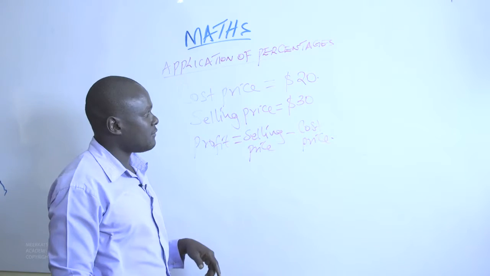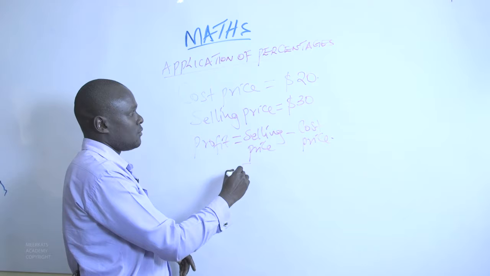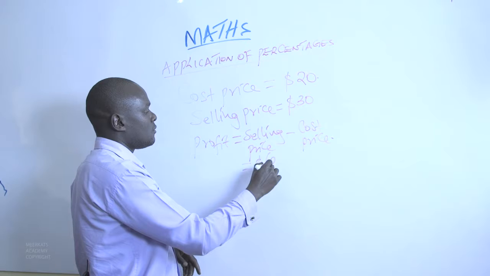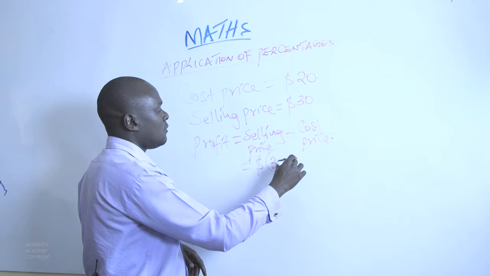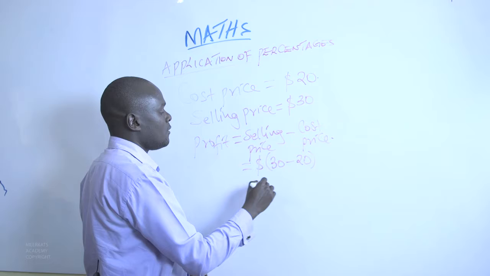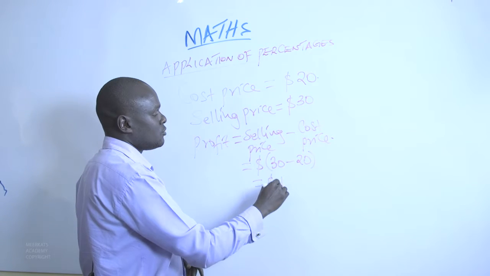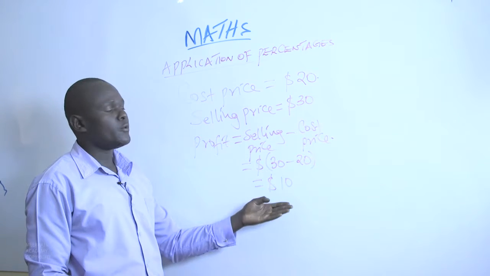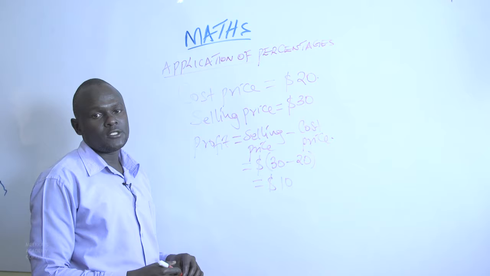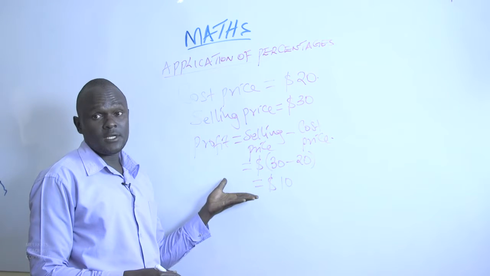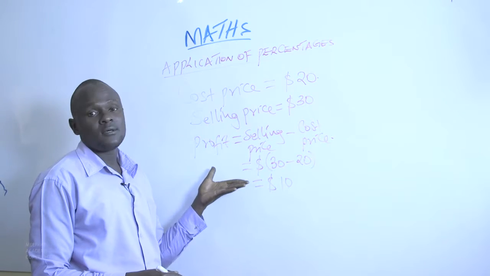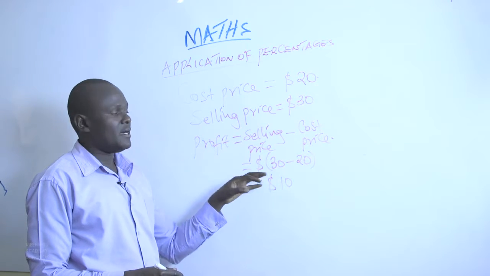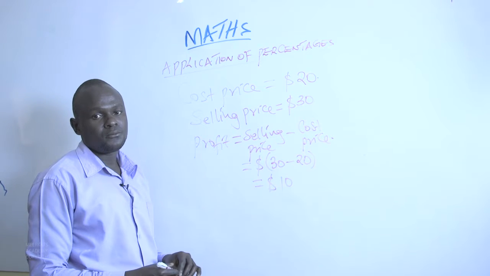And in this example that I've just given you, the profit will be equal to $30 minus $20, giving us $10. The store manager or the person who owns the store will be making a profit of $10. And from this particular figure, we can calculate the percentage profit, as we will see much later in this particular lesson.